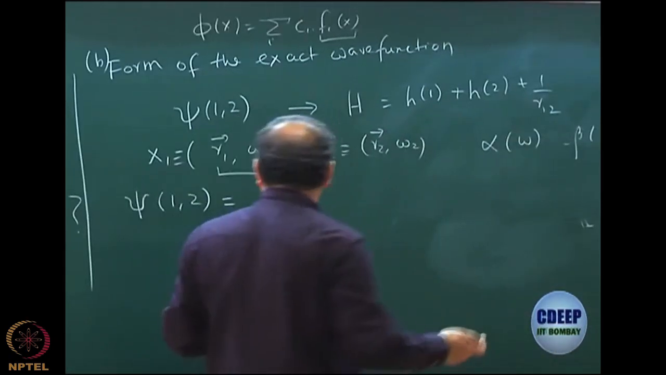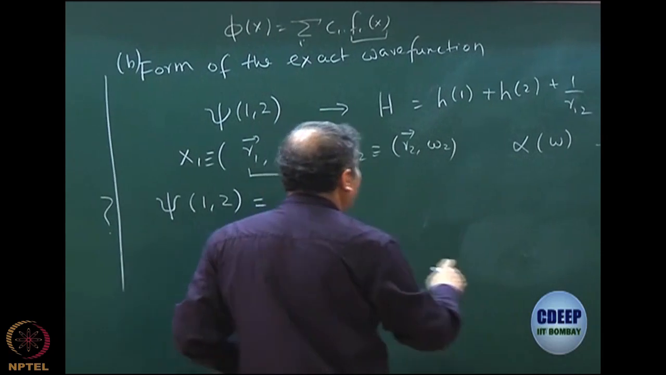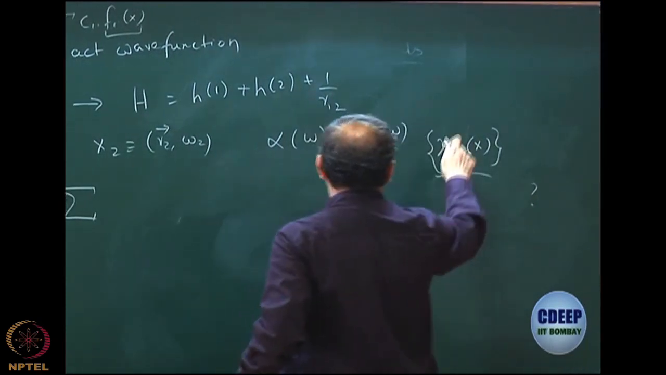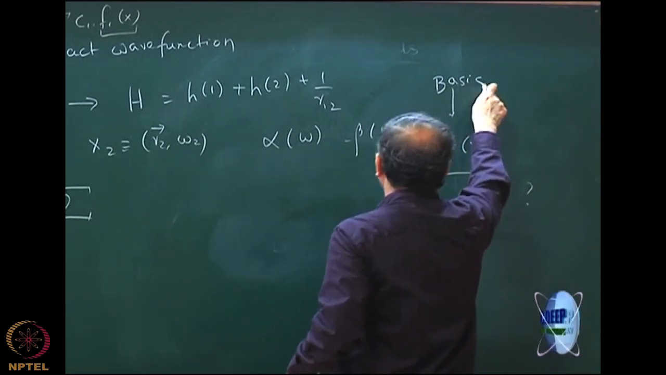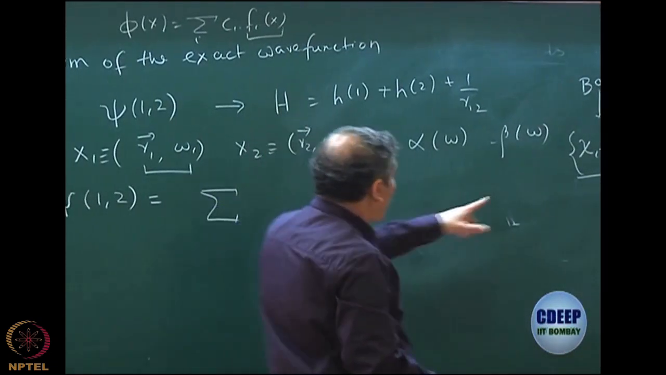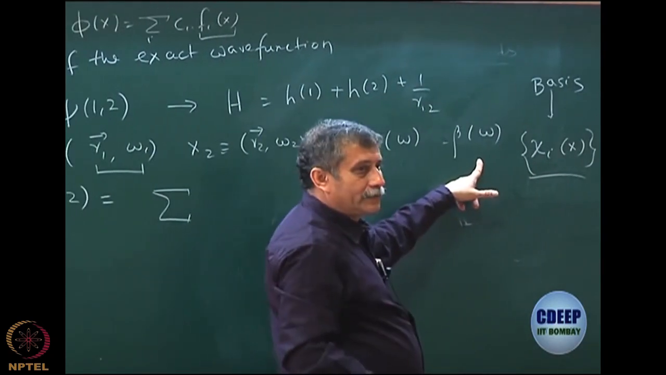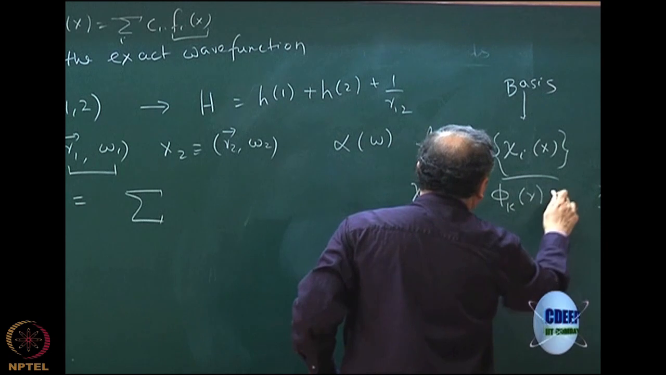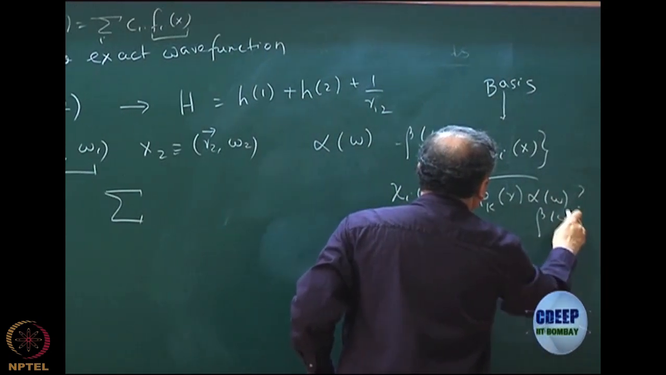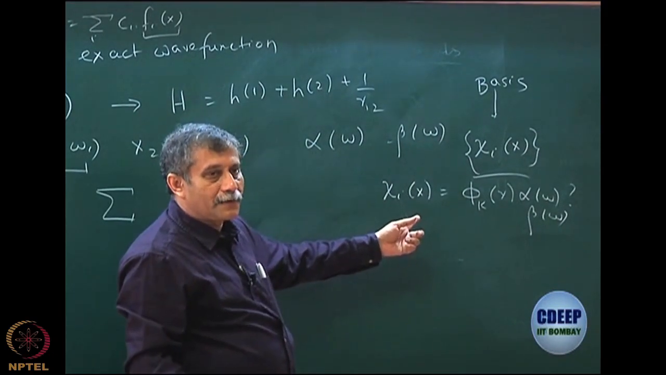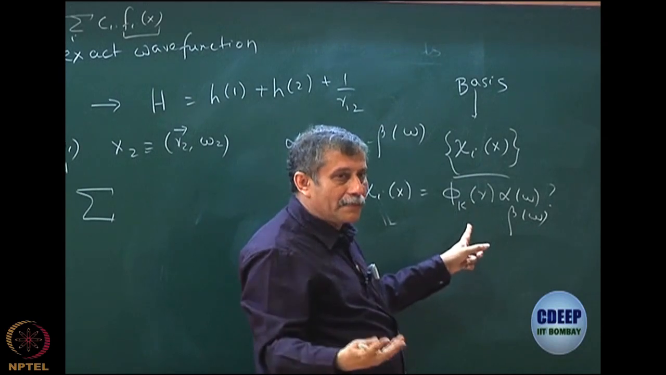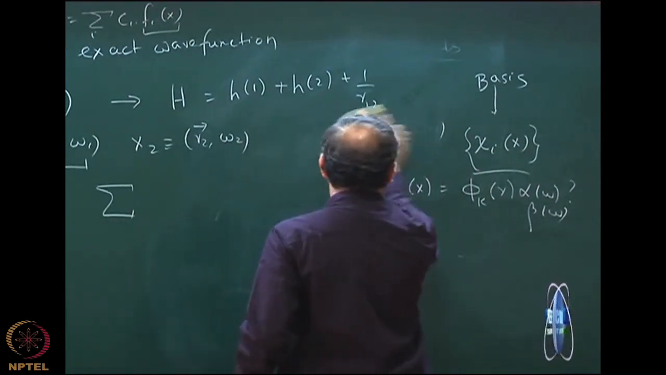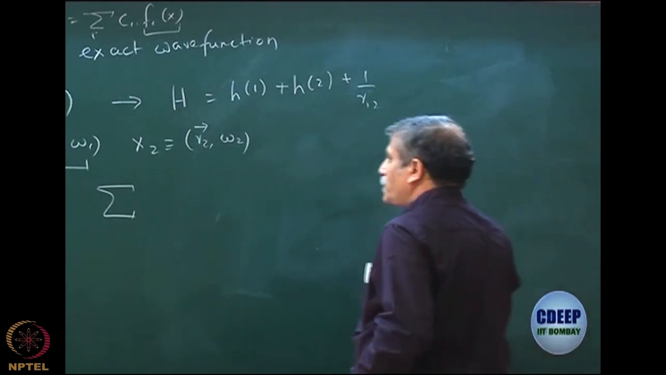And let us assume that I have a basis for 2, which is the basis chi i of x, which is a basis of spin orbitals. Of course, it must be a basis of spin orbitals. So, this is my basis. Do not forget this, this is the basis that we had introduced. What is this basis? This requires an orbital times alpha or beta of omega. So, again I repeat, the chi i of x would be some phi k of r times alpha of omega or beta of omega. That is my chi i of x, because x is a four dimensional function. So, I have a space part which is like a hydrogenic atom maybe, and an alpha and a beta part. So, I assume that I have a set of functions which is complete, a complete basis of chi i.